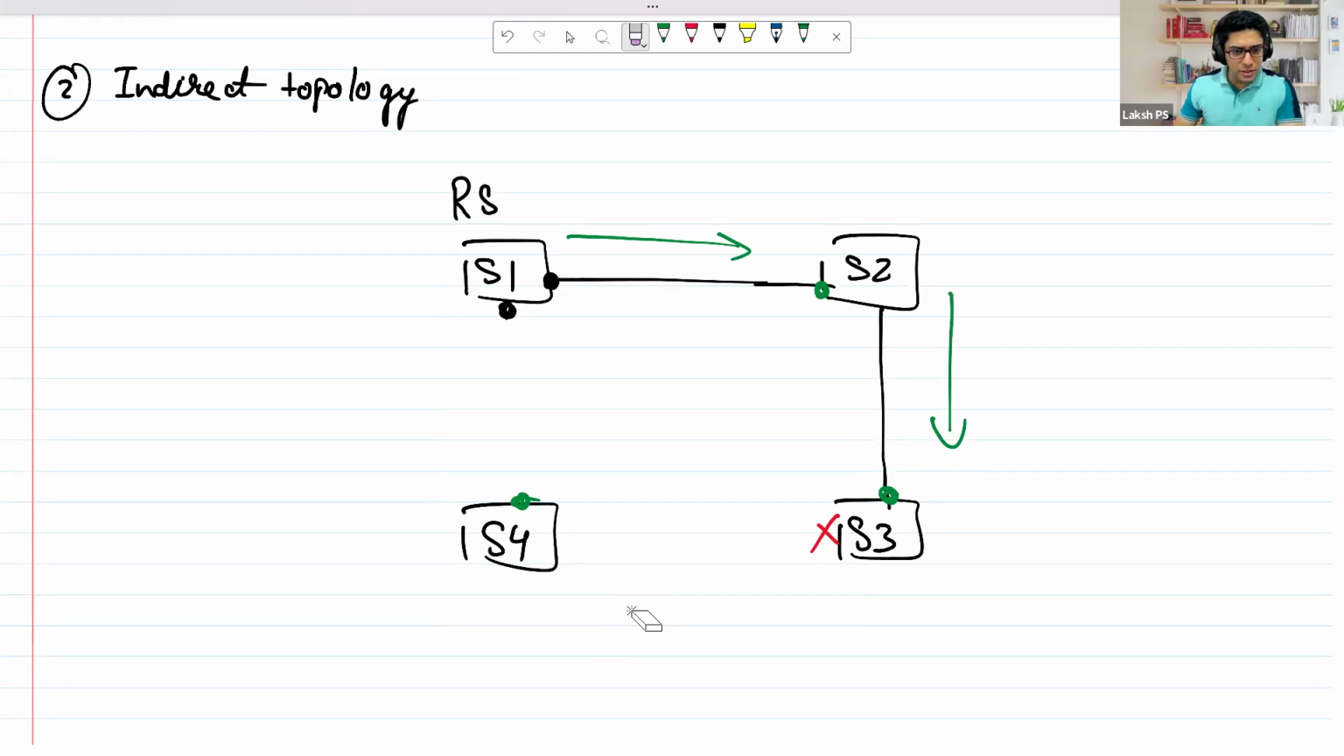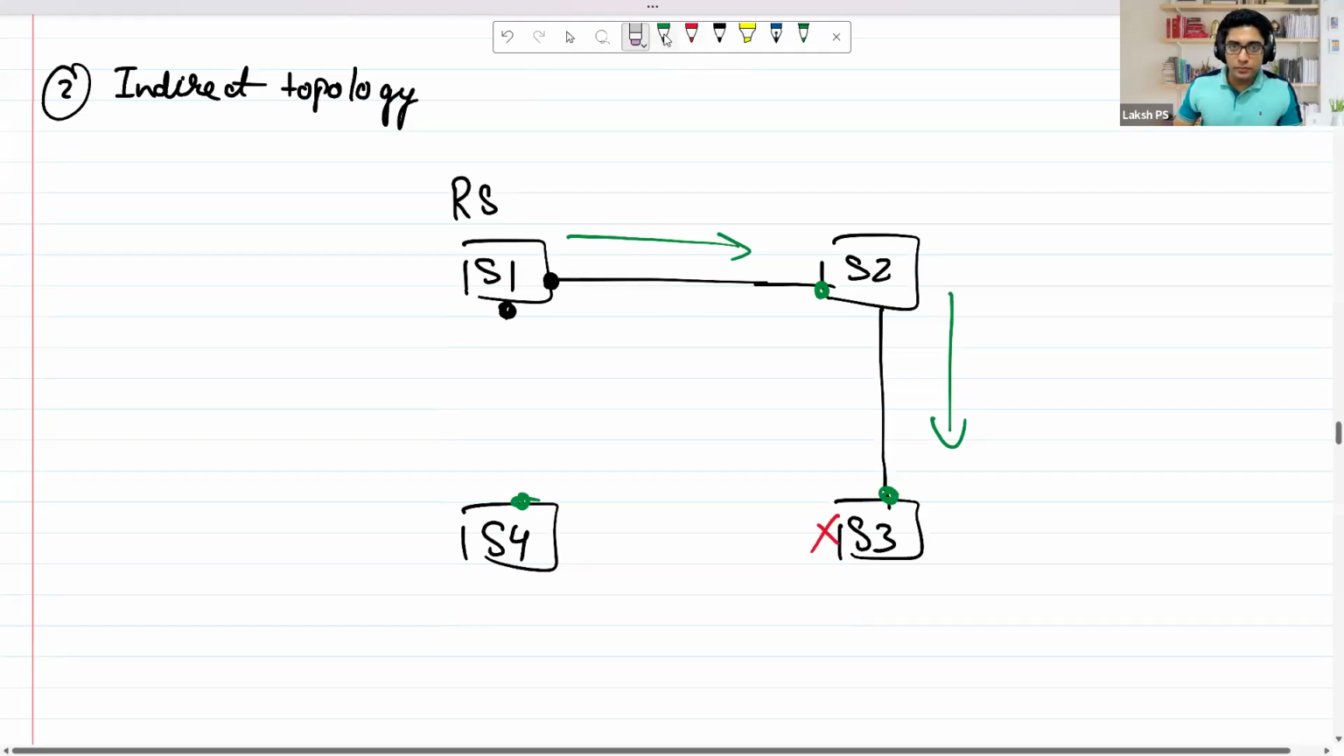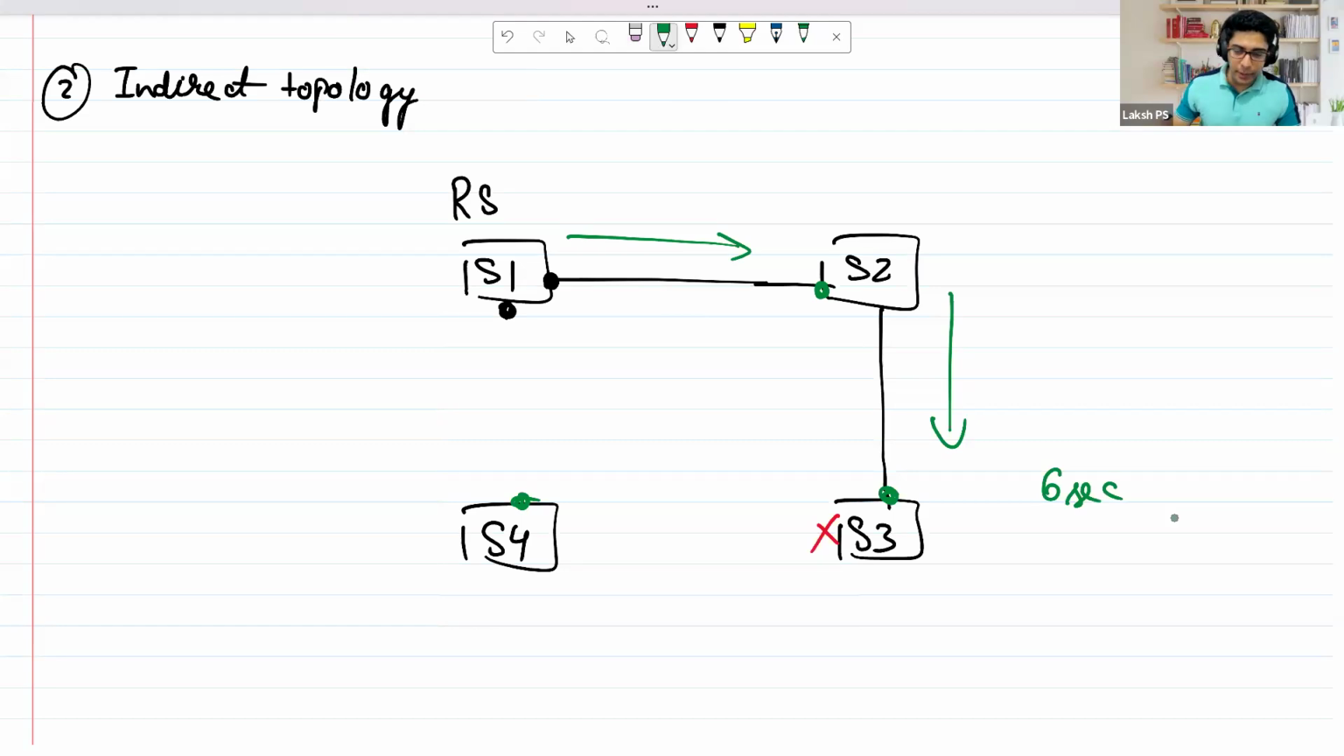That means switch 3 understood something is wrong. I'm not receiving BPDUs on the blocked interface. I'm supposed to receive it, but I'm not. Okay, so now what happens? Switch 3 will again wait for 6 seconds. That is your 3 missed BPDUs.